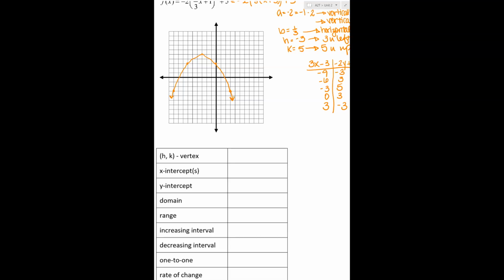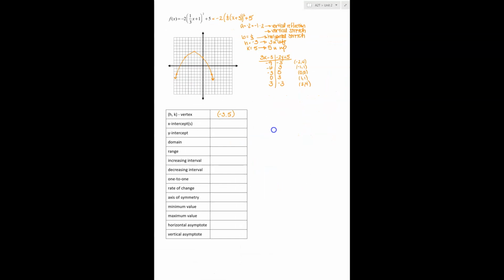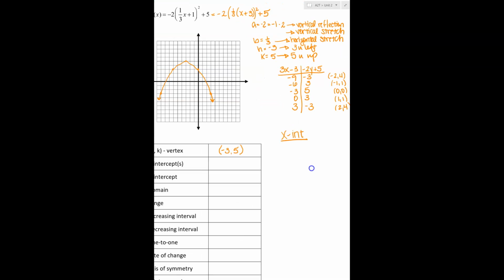Okay, our vertex is HK. We wrote it when we were writing the transformation, so we get -3, 5. Our x-intercepts exist, but we don't know what they are, so we get to solve, just like we did in the previous example. Let's go ahead and plug in 0 for y. Sorry for all the changes in the size, guys. So 0 is equal to -2. You can use the factored out version or the given. It doesn't matter because you're solving for x. You'll get the same answer.